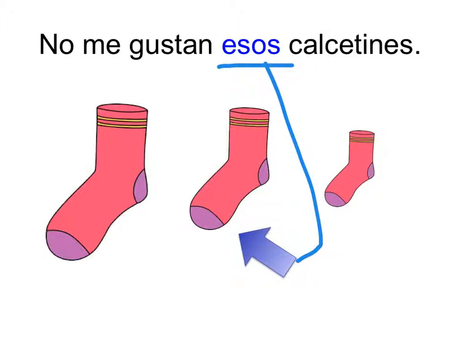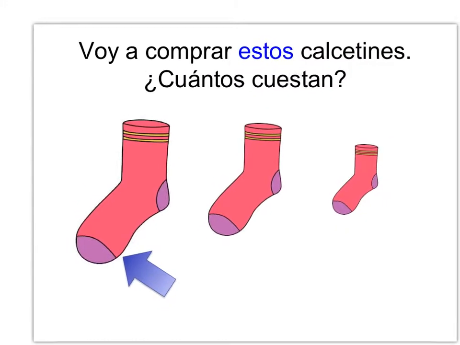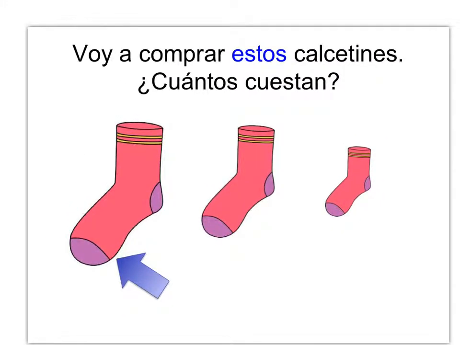Calcetines. Socks, right. And what do we know about the number and gender of los calcetines? Are they singular or plural? Plural. Masculine or feminine? Masculine. So we know in Spanish, adjectives, aka demonstrative adjectives, have to agree in number and gender with their noun, which is why we have esos calcetines.